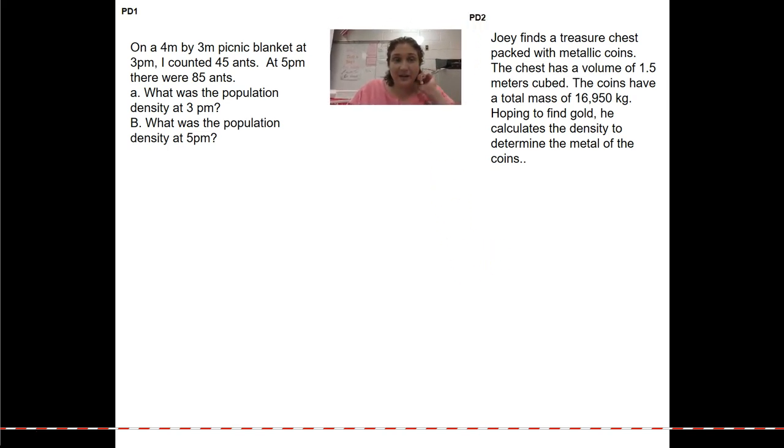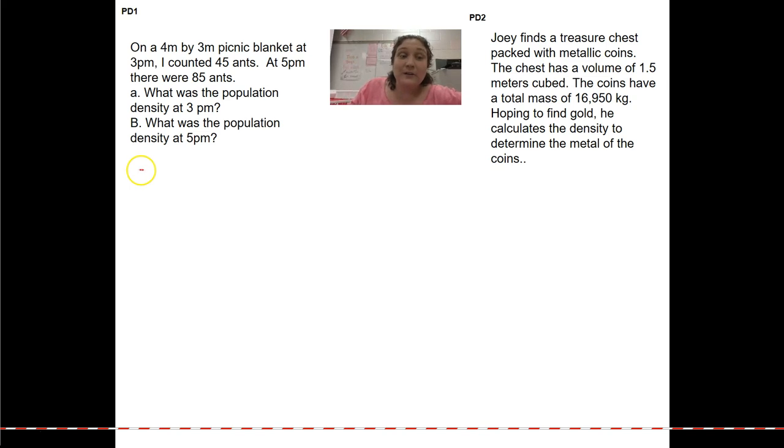First question, on a 4 meter by 3 meter picnic blanket at 3 p.m., I counted 45 ants. Then at 5 p.m., there were 85 ants. Now, I don't know why you're staying on a picnic blanket for 2 hours when you have 45 ants and you're waiting for an additional 40 ants to come. I have no idea. I get upset when I see one ant. But apparently, we decided to watch this picnic blanket.